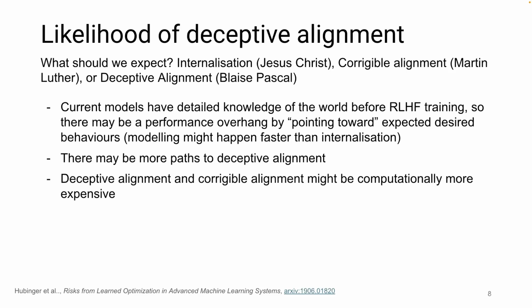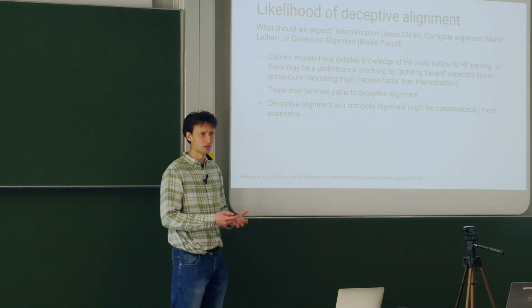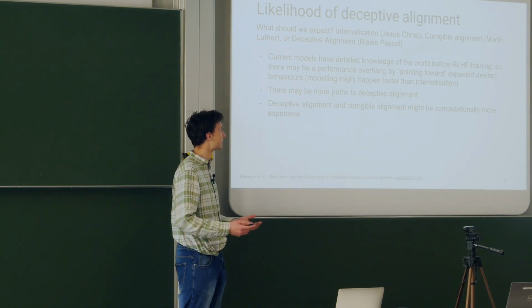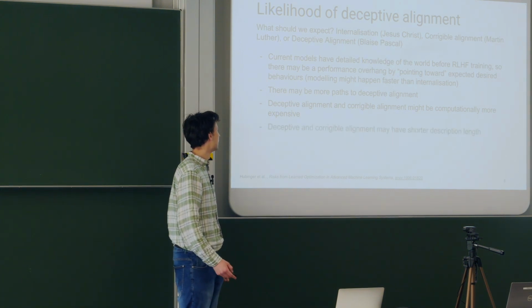However, that first point was some argument that we might expect this modeling rather than internalization. Alternatively, there's a counter-argument that modeling is probably computationally more expensive than internalization. So if we've got a strong inductive bias towards faster models, which we have in some sense, we might hope for this internalization and for that better, really robustly aligned behavior.